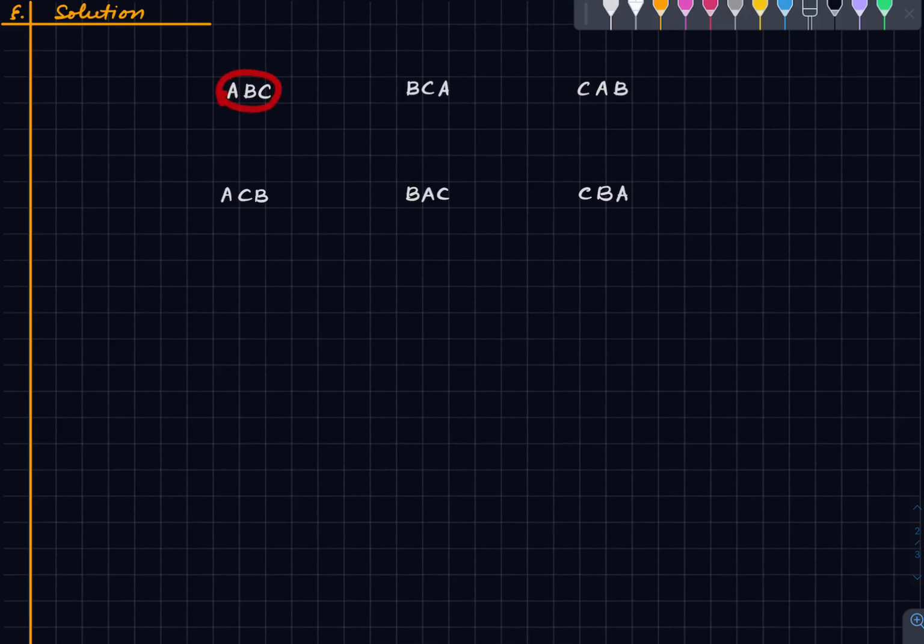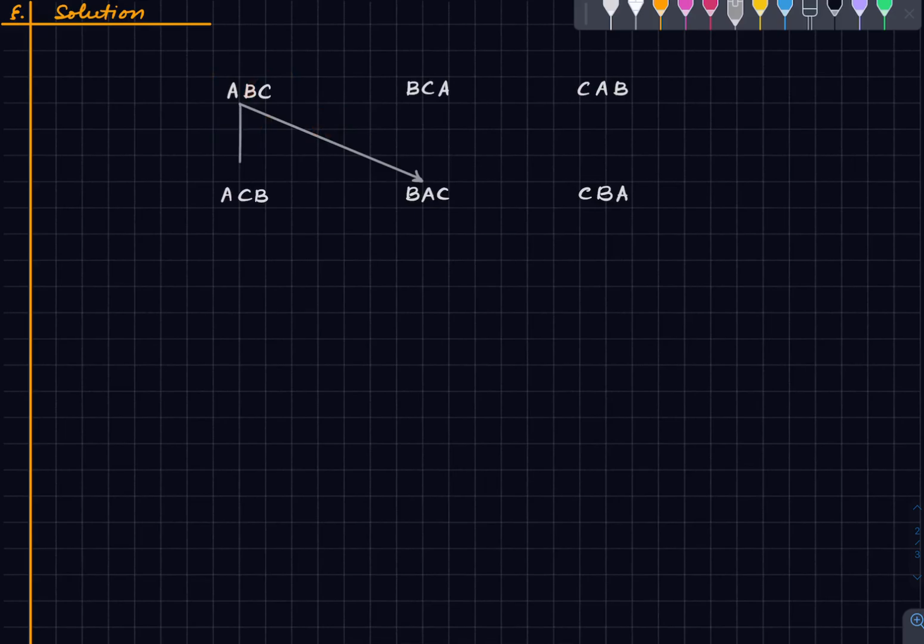So, if this is the current configuration, there are three possibilities. Either this does the leaping, or that, or that. So, if this does the leaping, then the next configuration would be BAC, and hence we will draw this arrow. This just means that from here you can come here. Okay? If B does the leaping, then there are two possibilities. Either we will see BAC or we will see ACB, because B can come there or there.